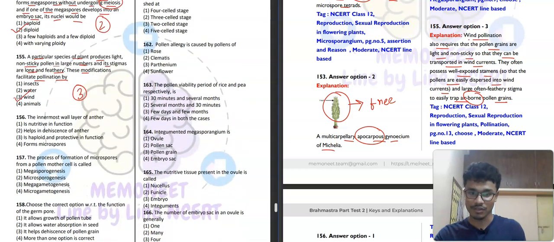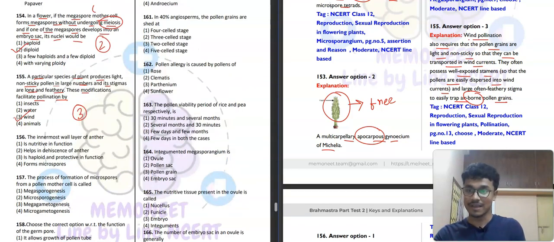Moving towards the next question, 156. The innermost wall layer of anther is nutritive in function, helps in dehiscence of anther, is haploid and protective function, forms microspores. So 156, basically, what is the innermost layer of anther? We know that is tapetum.